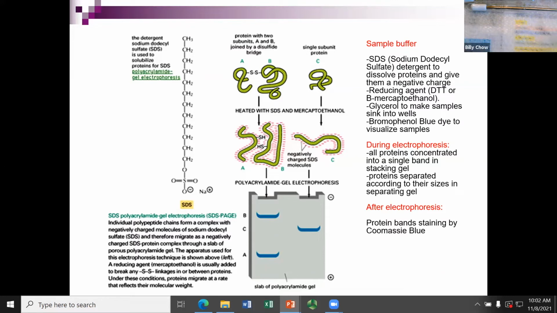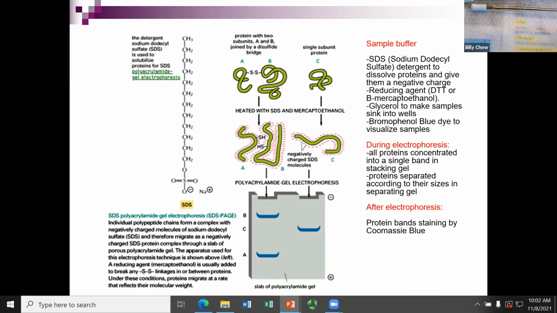The sample buffer also contains glycerol because it will make the sample heavier and easier to load into the well. It also contains bromophenol blue, which is a blue dye, so you can actually monitor the progress of the electrophoresis process. And you will see that when you do your laboratory.